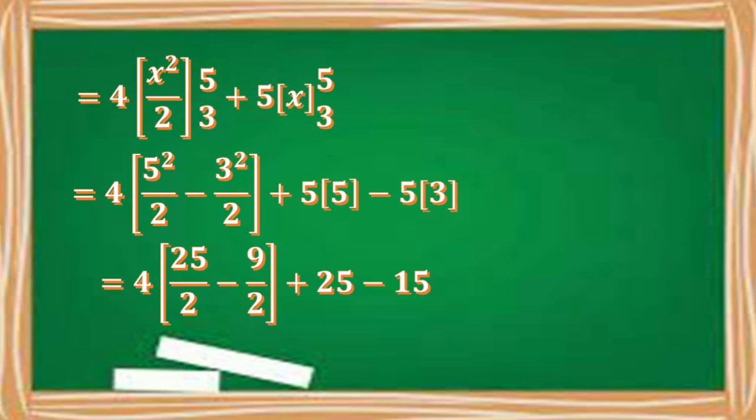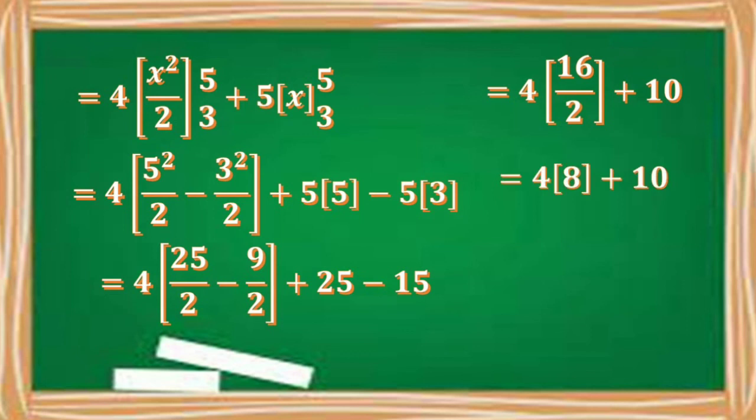Then 25 over 2 minus 9 over 2 is 16 over 2. Then 25 minus 15 is 10. And so we have 4 times 16 over 2 plus 10. Then 16 divided by 2 is 8. So we have 4 times 8 plus 10. Then 4 times 8 is 32 plus 10. 32 plus 10 is 42.